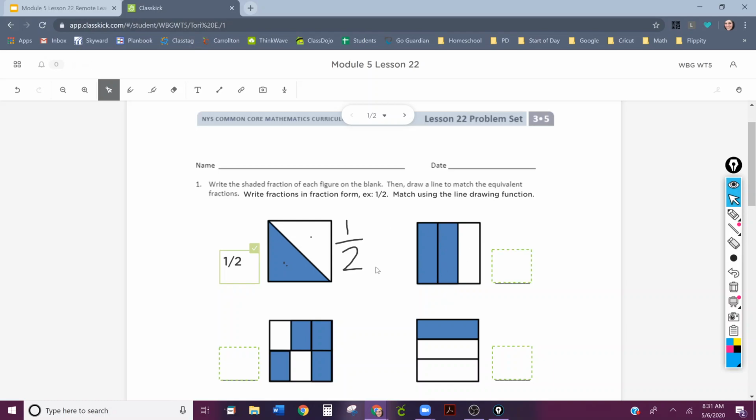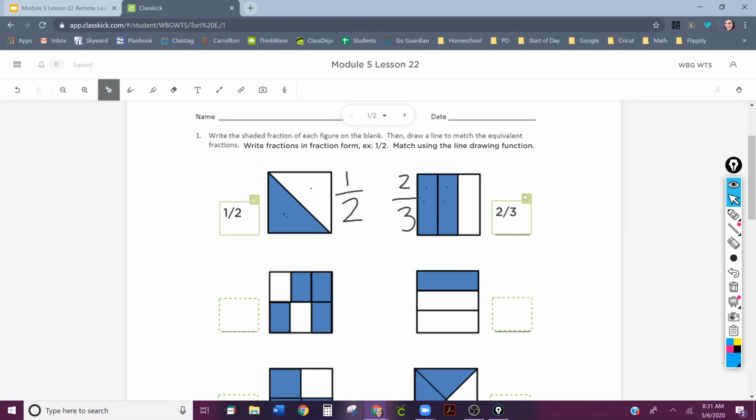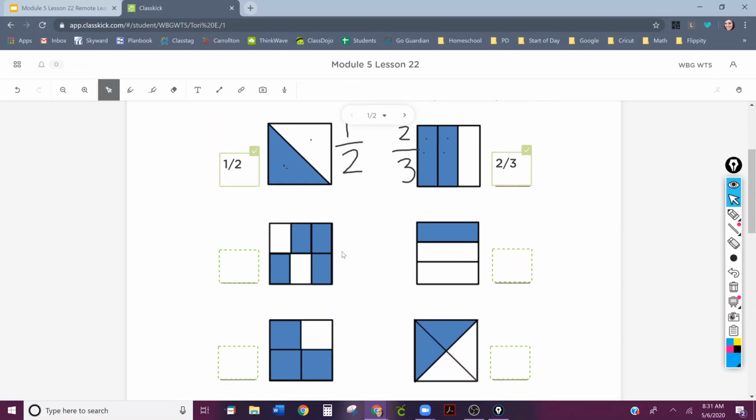Now let's look at this one. There are 1, 2 pieces shaded out of 1, 2, 3 altogether. That fraction is 2/3. Check mark, that's correct. Next one right here. There are 1, 2, 3, 4 pieces shaded out of 1, 2, 3, 4, 5, 6. Or you can count by twos. Remember 2, 4, 6. So the fraction shaded is 4/6.